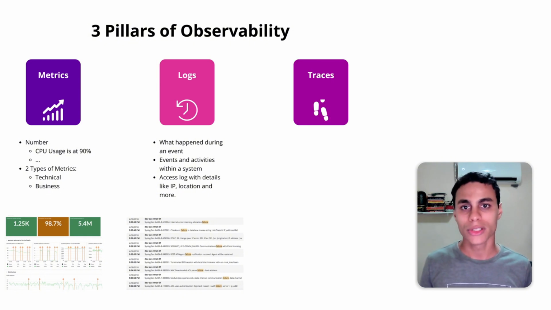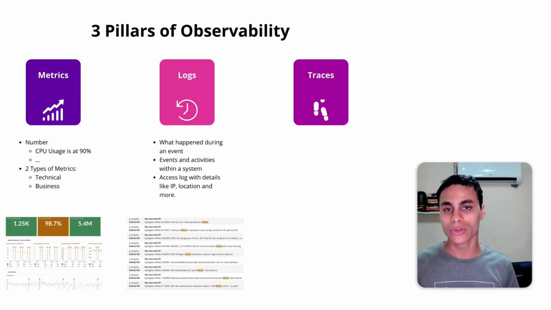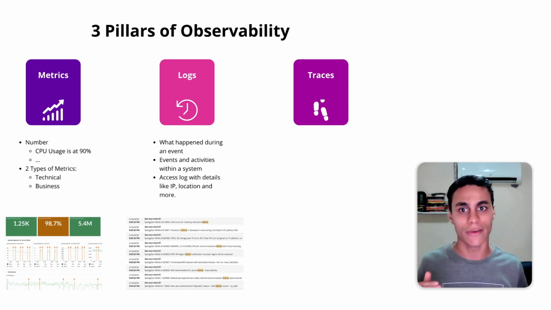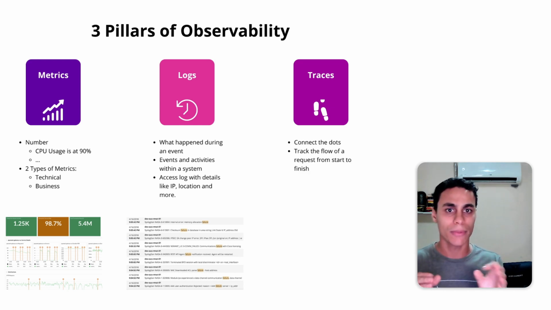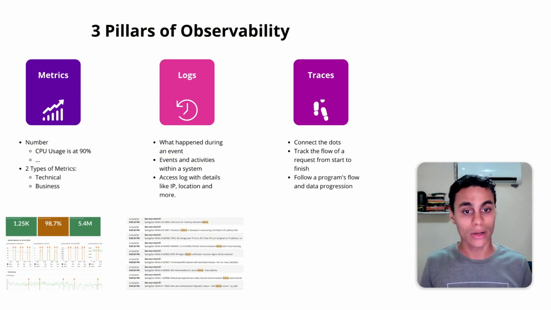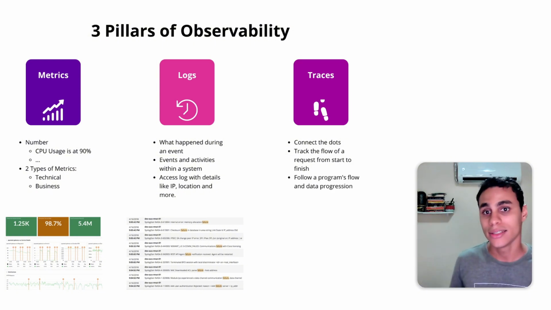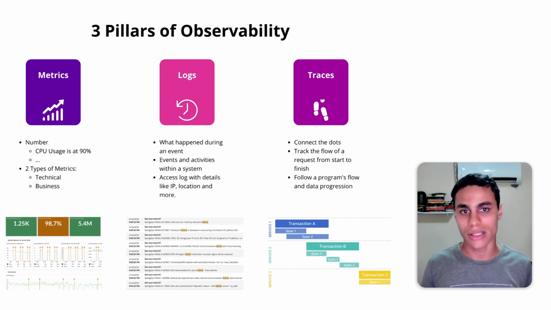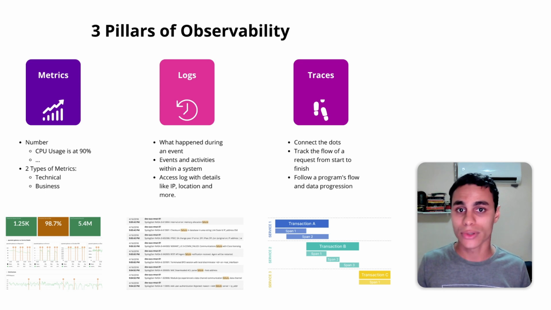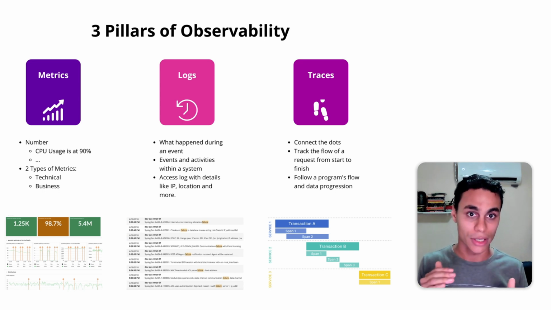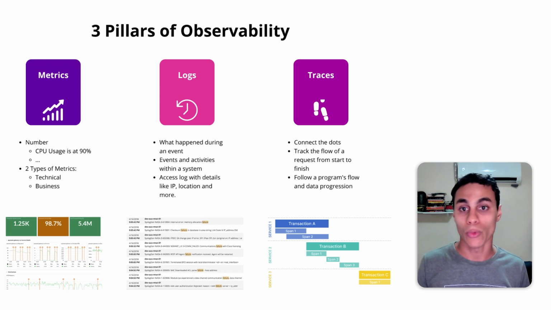And finally, let's talk about tracing. It is not enough to know what happened through the logs or just see the numbers using the metrics. You also need to understand the context and the order of the events. And that's where traces come in. The trace allows you to connect the dots. Tracing tracks the flow of a request step by step from the start to the finish. The trace will follow the programming flow and the data progression, and this is especially useful in microservices architecture, where a request might pass through multiple services, so tracing gives you visibility into each step, so you can pinpoint exactly where something went wrong.